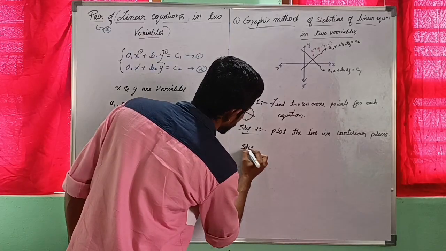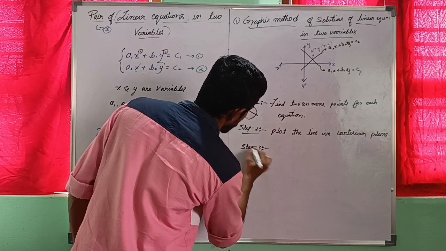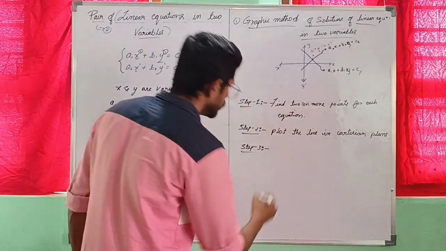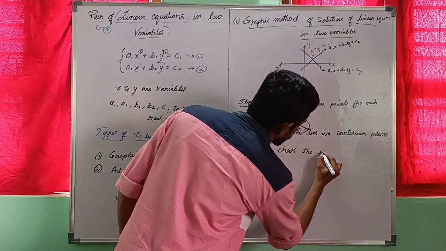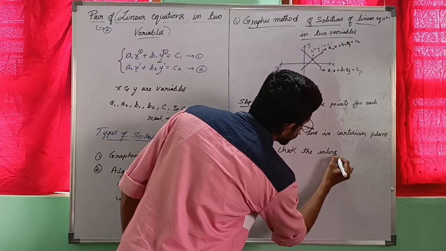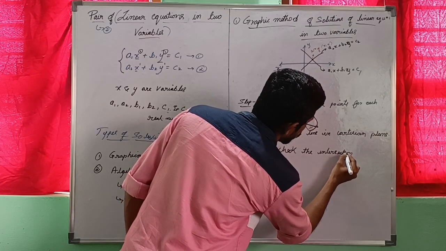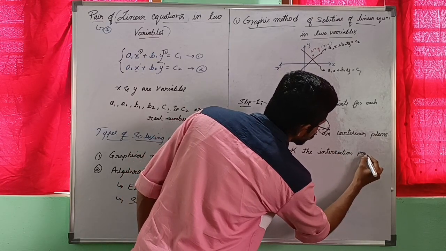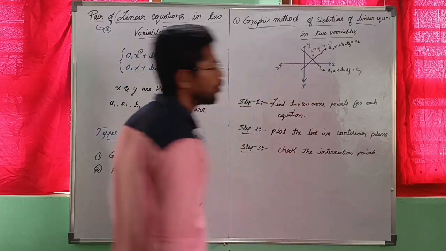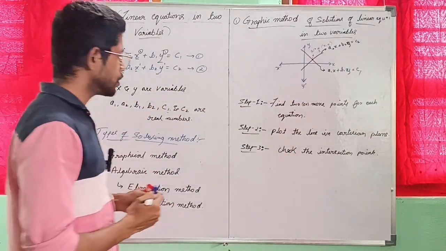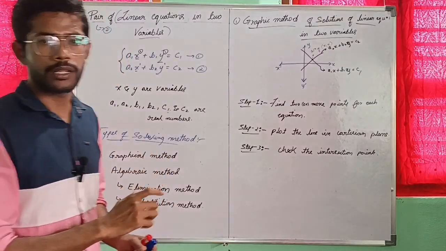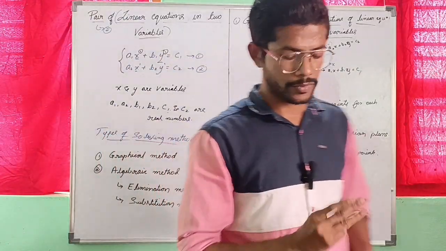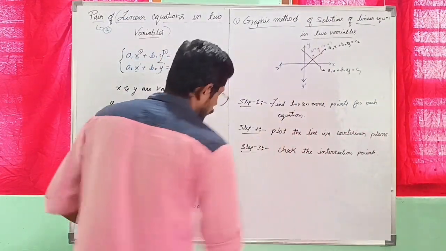The third step, step 3, is check the intersection point. Okay, this is the third step. In this third step, there exist three conditions.